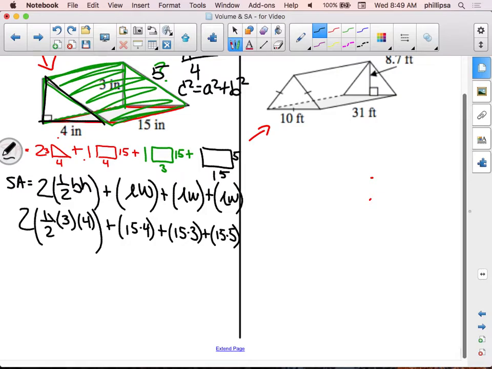Okay. You can realize here that the 2 and the half are going to cancel out, but I'll do it kind of in a long way also. So 3 times 4 is 12. Take half of that, so that's going to be 6. So one of your triangles has an area of 6. 15 times 4 is 60. That's 45, and that's 75.